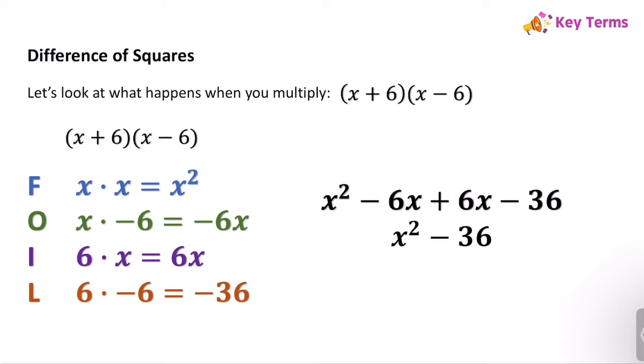So when I add all my terms together, notice that the minus 6x and plus 6x are like terms that I must combine. When I combine them, they're going to form 0. So that basically middle part is going to cancel out of my expression. So my final answer is x squared minus 36.